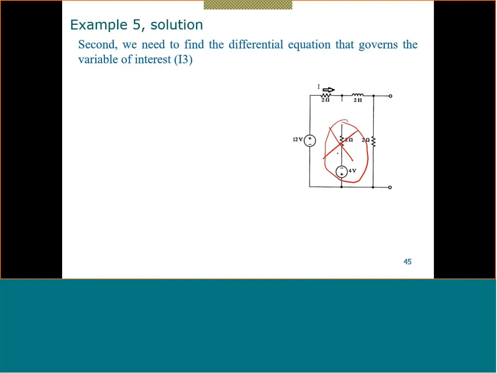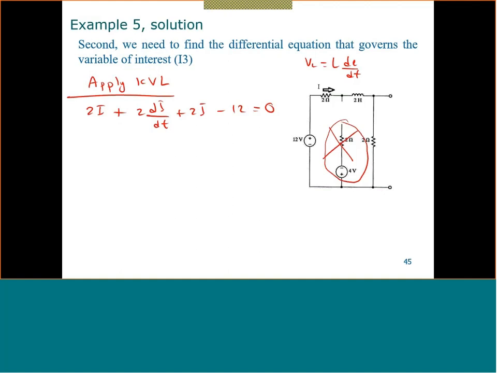Now we'll see how the circuit will look. So now I need to apply KVL. When you apply KVL, you will have 2I plus the voltage across the inductor. We know that the voltage in the inductor is L di by dt. So this becomes 2 di by dt plus another 2I minus 12 equal to 0.